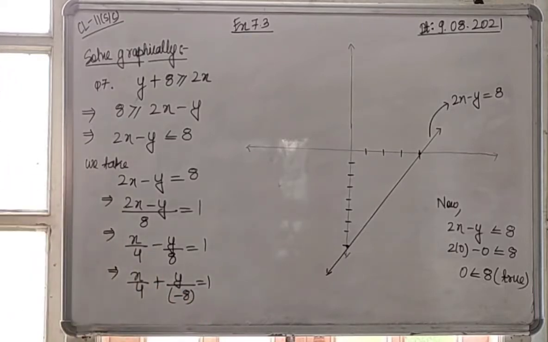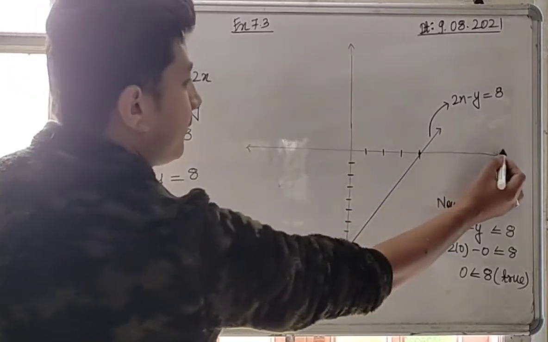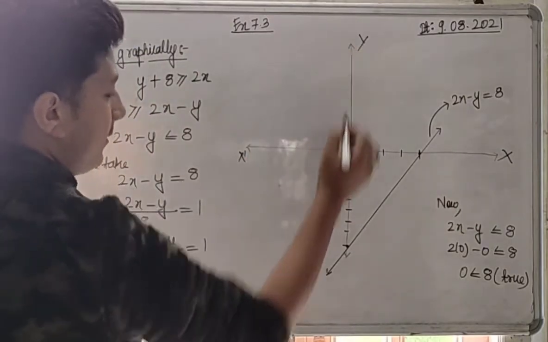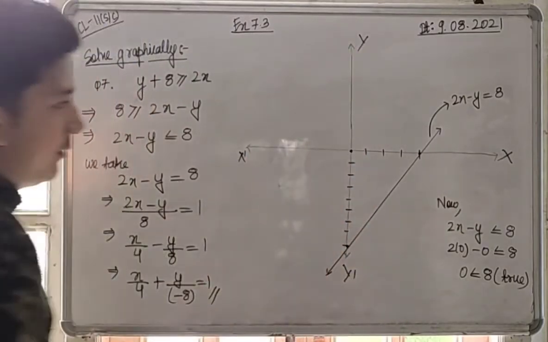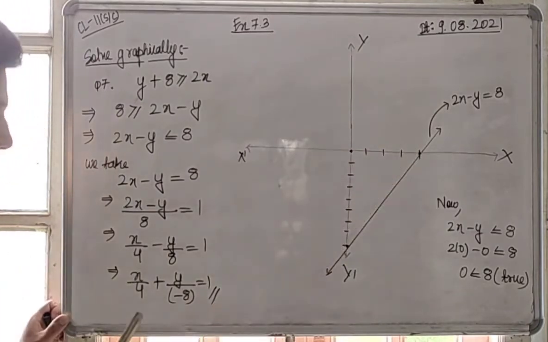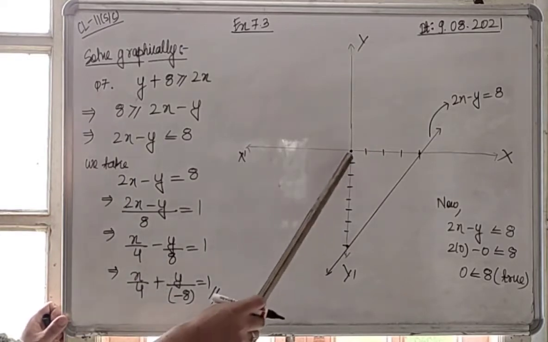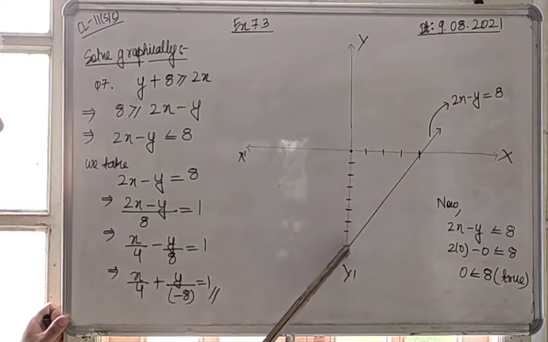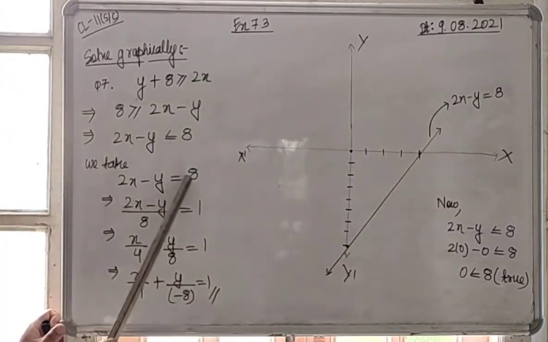So this is the equation of a straight line in the intercept form, where the straight line will pass through the x-axis at point 4 and through the y-axis at point minus 8. This is your x-axis, this is your y-axis, and this is my origin. On the x-axis positive 4 units, 1, 2, 3, 4. On the y-axis negative 8 units, 1, 2, 3, 4, 5, 6, 7 and 8. So therefore this is the straight line 2x minus y equals 8.